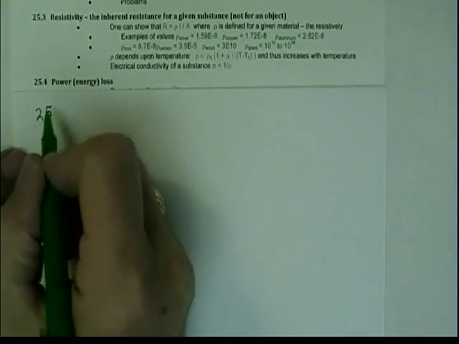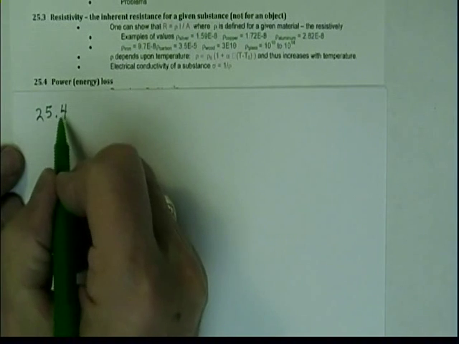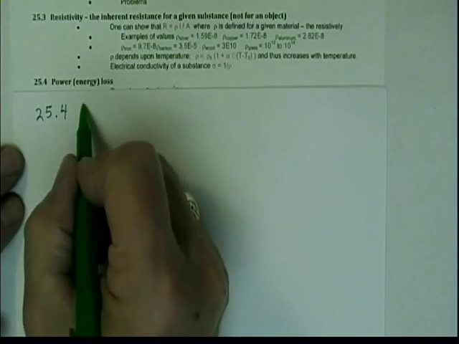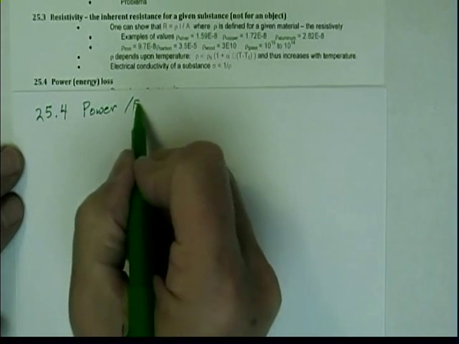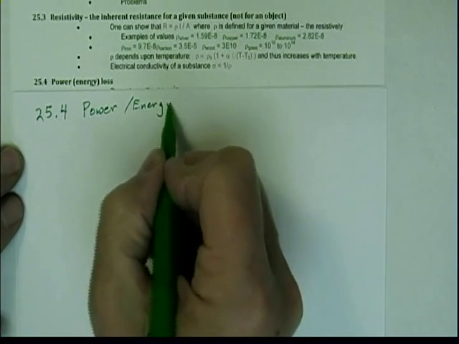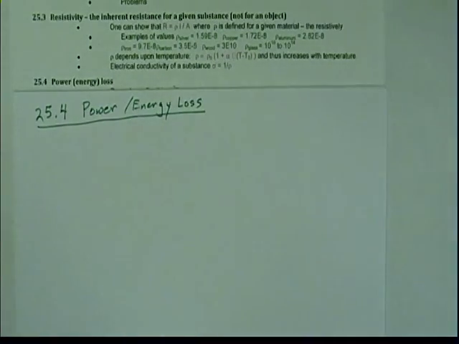This next section, still in the chapter on electrical current and resistance, is module 25.4, and it relates to power, or if you wish, energy loss. Well, as you know, energy is lost when electricity flows through things, and that comes from a heating effect, always heat.